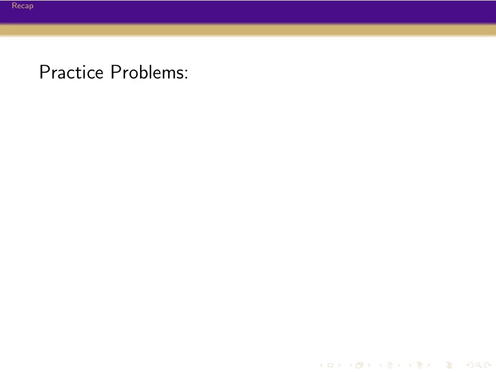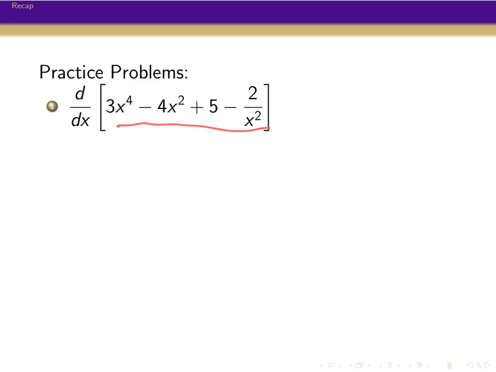To finish this off, I wanted to give you a couple of practice problems you can work on. So first one, taking the derivative of this function here, so you can see basically it's a bunch of powers of x with constants added together. So you can use the idea that the derivative of a sum is the sum of the derivatives. That should help you through this one.